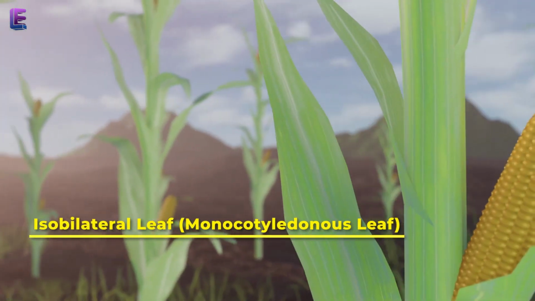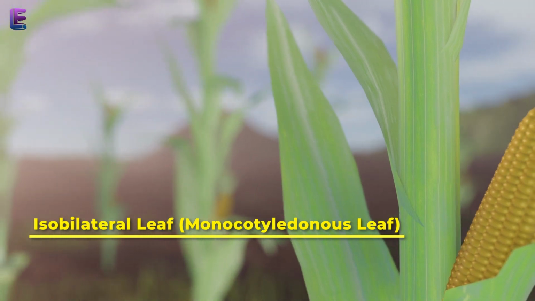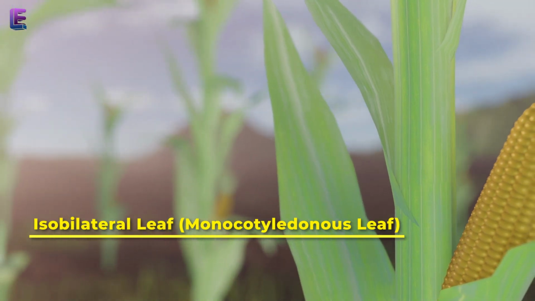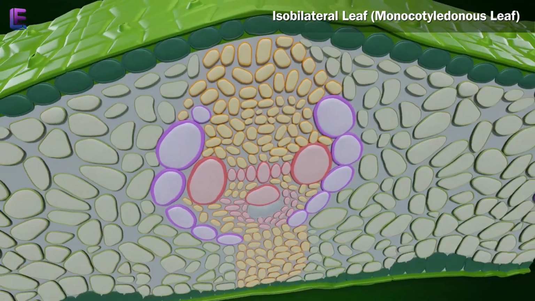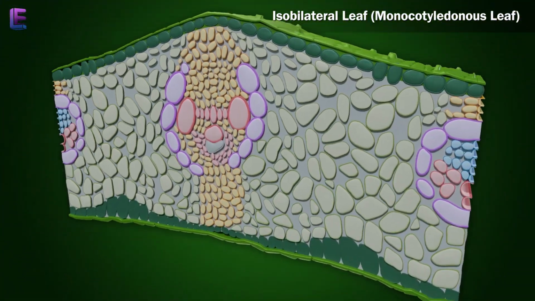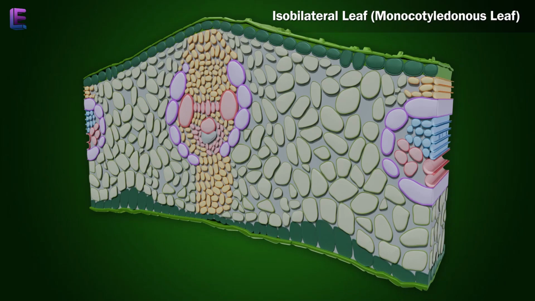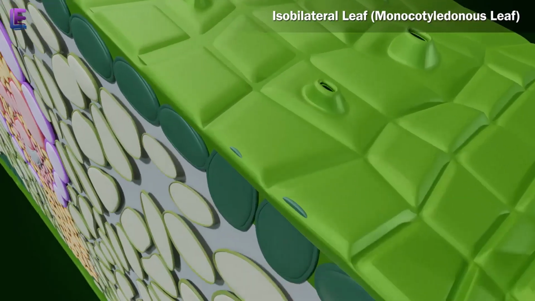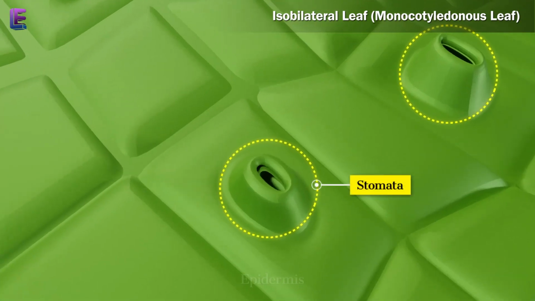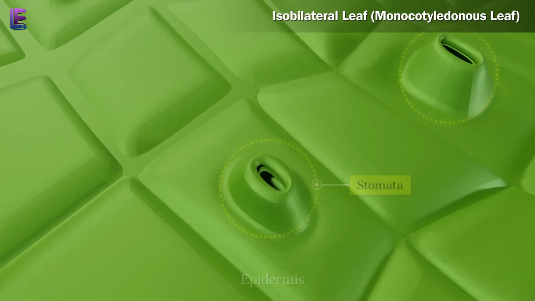Isobilateral leaf. Monocotyledonous leaf. The anatomy of an isobilateral leaf is similar to that of the dorsiventral leaf in many ways. The stomata are present on both the surfaces of the epidermis.